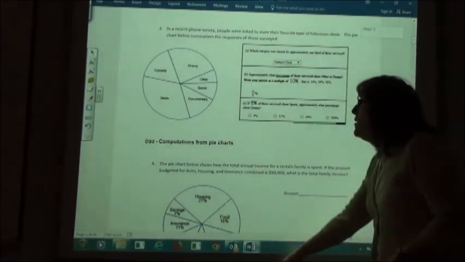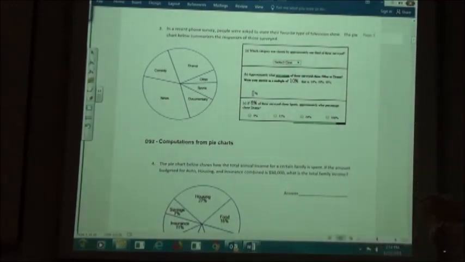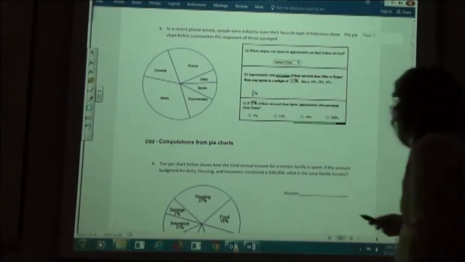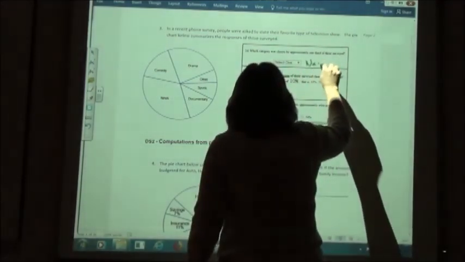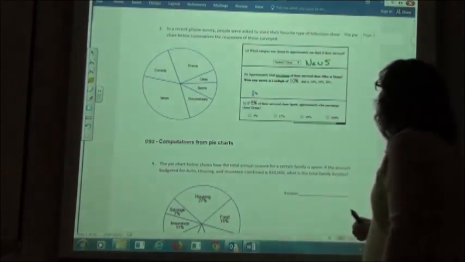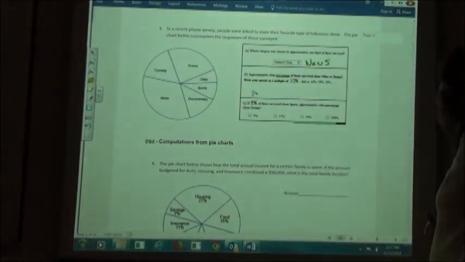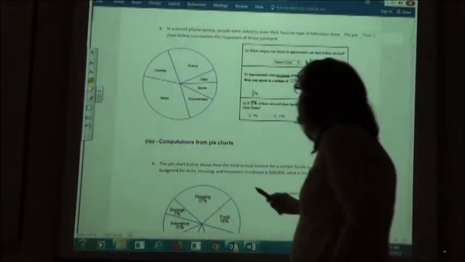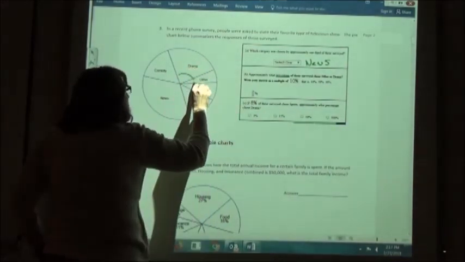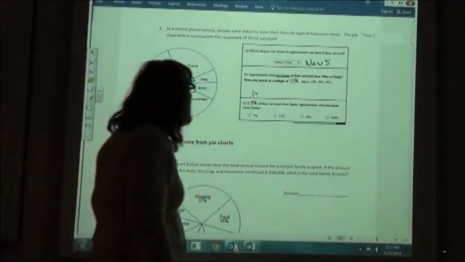So number 3 here, it says we have a recent phone survey. People were asked to state their favorite type of television show. Which category was chosen by approximately 1/3 of those surveyed? News. News looks like it's 1/3, right? Approximately what percent of those surveys chose other or drama? So other or drama would be that much of my pie chart.